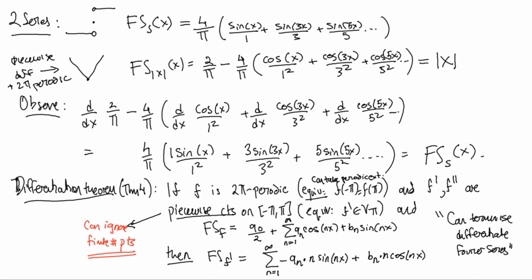I'm just saying that wherever it can be differentiated, this series will give you the right derivative. And importantly, what I'm not saying is that you can't differentiate this identity term by term.